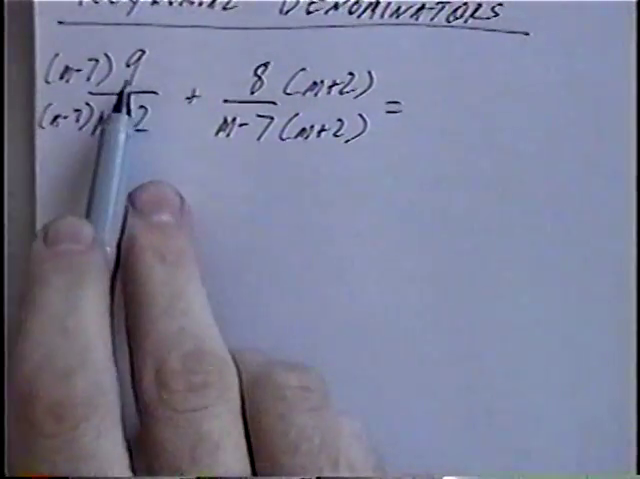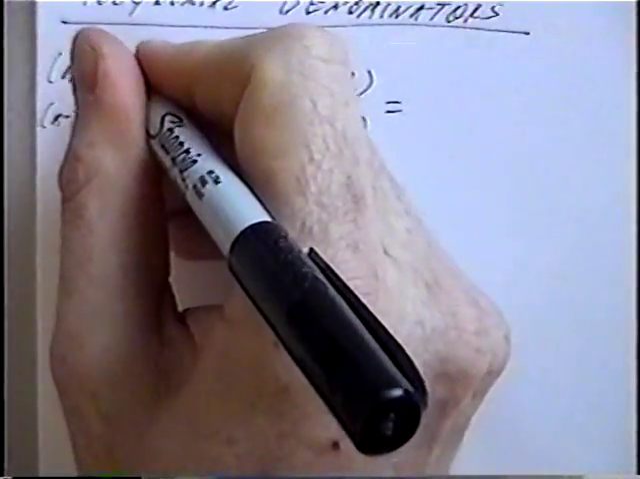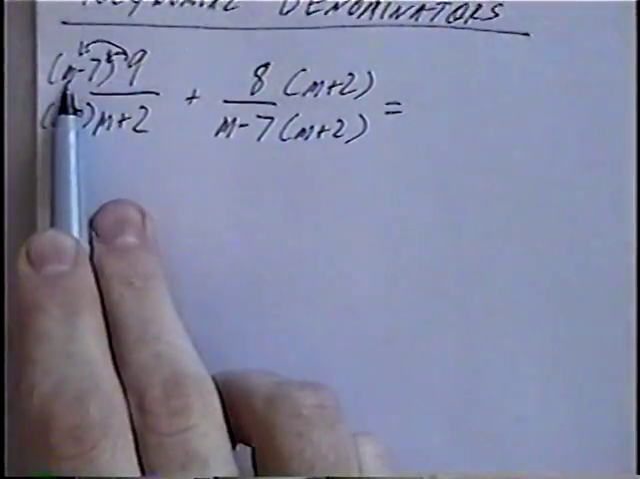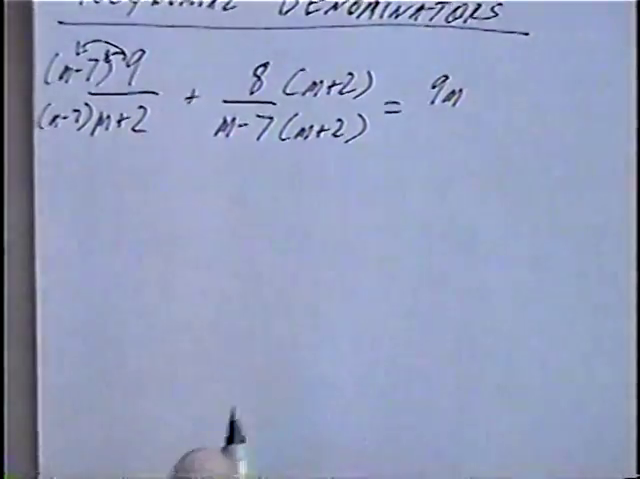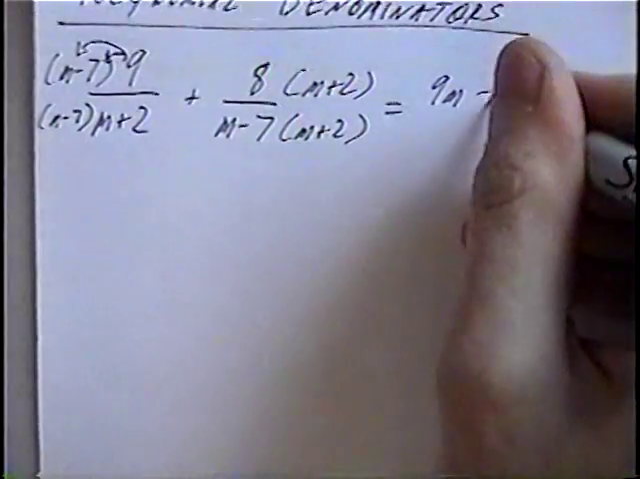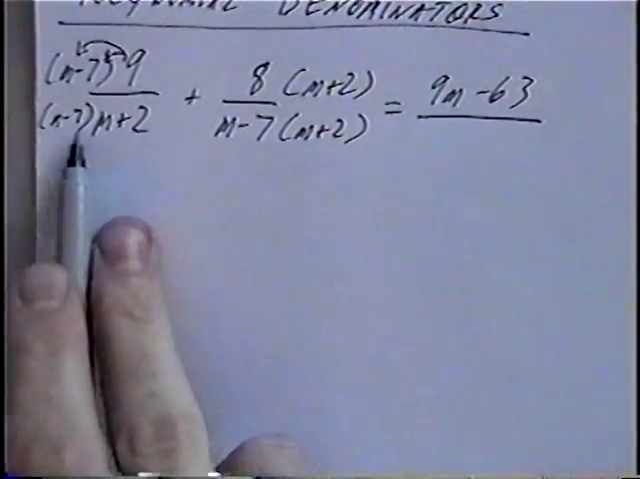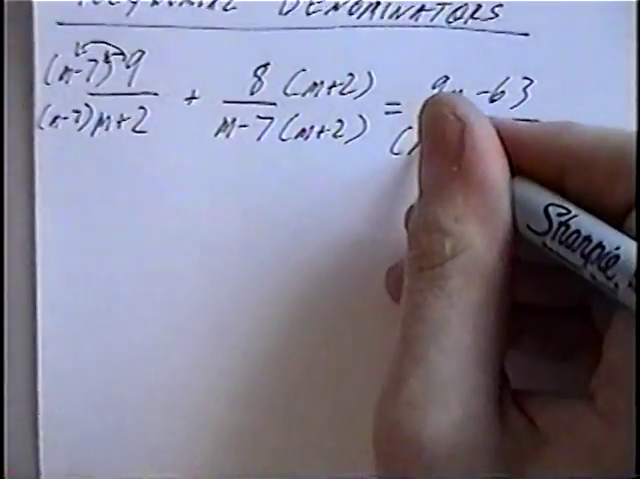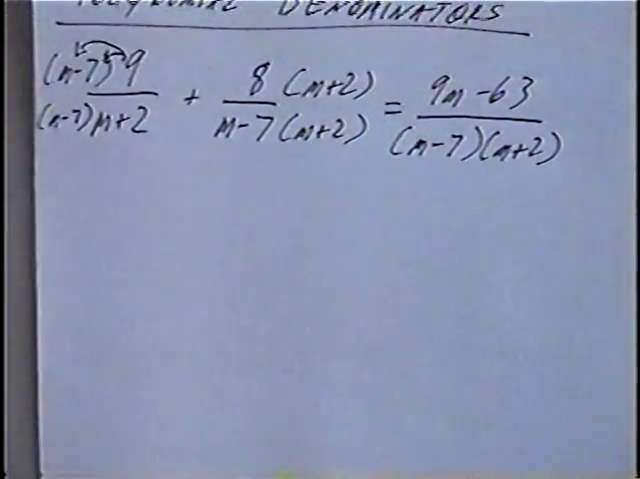Solving this one, when we multiply 9 times m minus 7, this will be like distributive property. We'll do 9 times m and 9 times negative 7. 9 times m would be 9m, and 9 times a negative 7 would be negative 63. For the denominator, you can leave it in factored form, which would be m minus 7 and m plus 2.